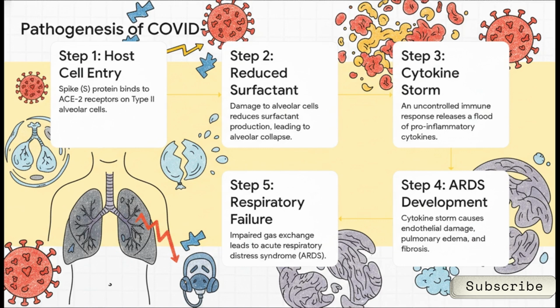Step 2. This damages those cells, which reduces surfactant and causes the alveoli to literally collapse. Step 3. The body freaks out and responds with a massive, uncontrolled inflammatory reaction. You've heard of it, the cytokine storm. And that storm, in Step 4, leads to severe lung damage, which all culminates in Step 5, acute respiratory distress syndrome, or ARDS, a state of really profound respiratory failure.